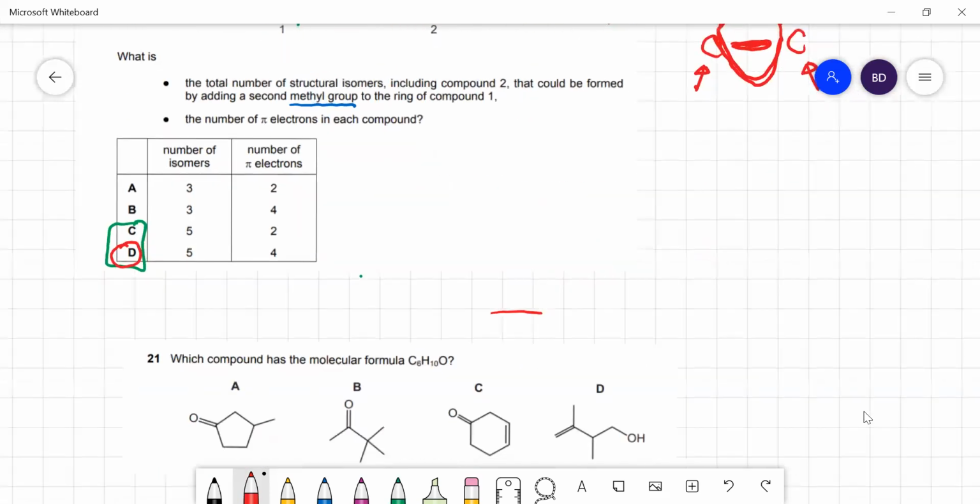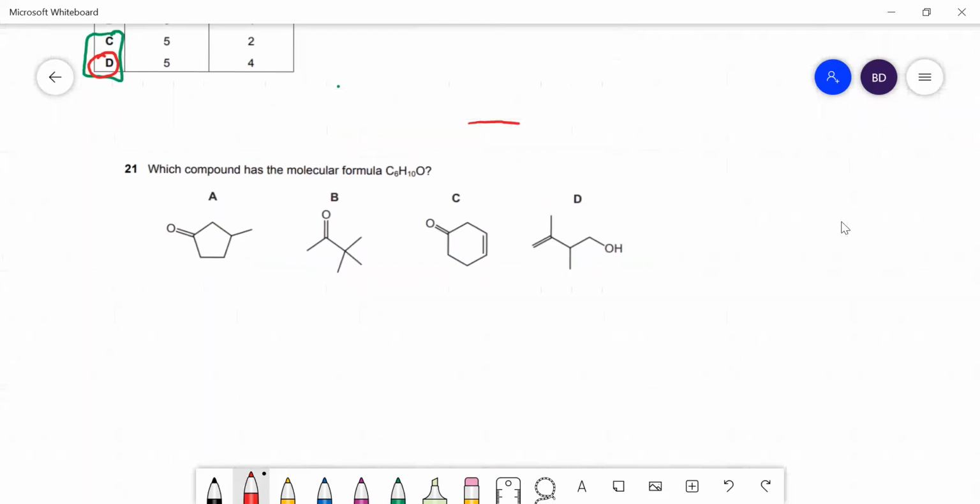Right, 21. Which compound has a molecular formula C6H10? There's a quick way of doing this. If it was completely saturated, C6, well, it would be CnH2n+2, so it would be H14. Now you can see there that it's H10. So each time you lose 2 hydrogens, if it was H12, that would be 1 double bond. If it was H10, it would be 2 double bonds, or a cyclic. A cyclic is like having 1 double bond.